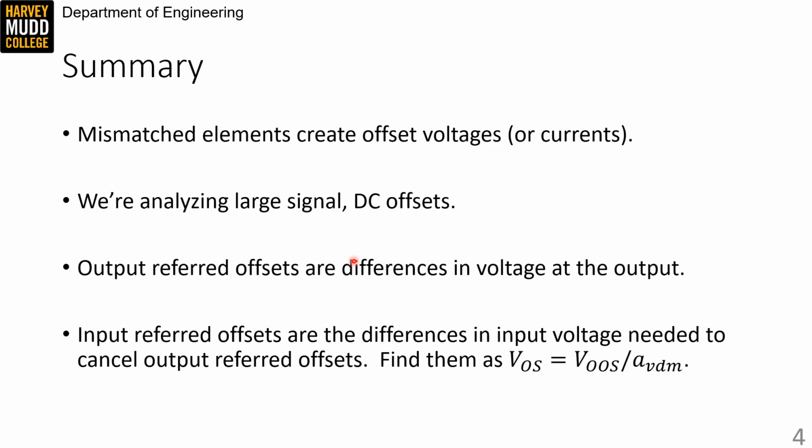So in summary, mismatched elements create offset voltages or currents. We're analyzing large signal DC offsets. Output referred offsets are differences in voltage at the output of a differential amplifier. Input referred offsets are the differences in input voltage needed to cancel output referred offsets. And so you can find them as the offset voltage is equal to the output offset divided by the differential voltage gain, because the output offset is usually a small signal.